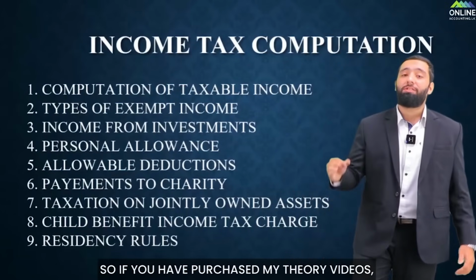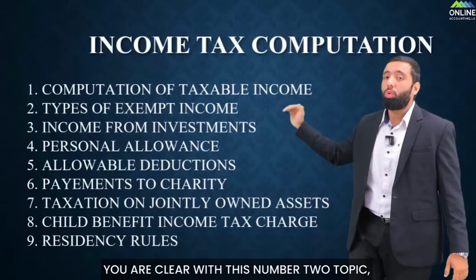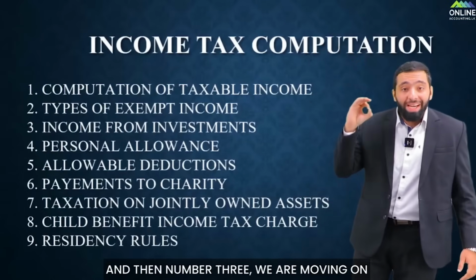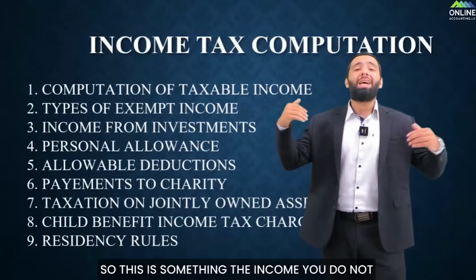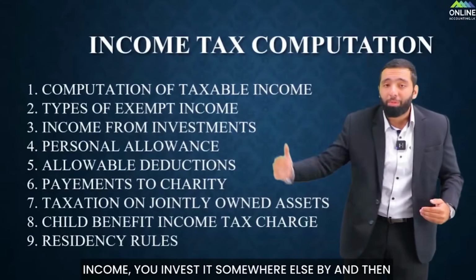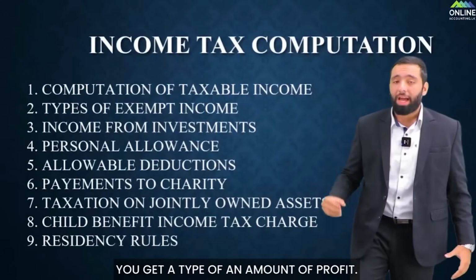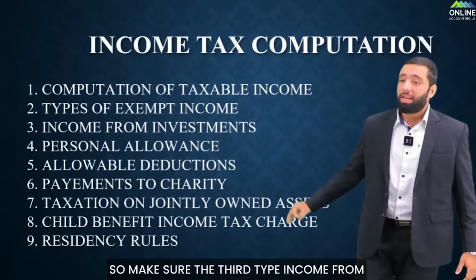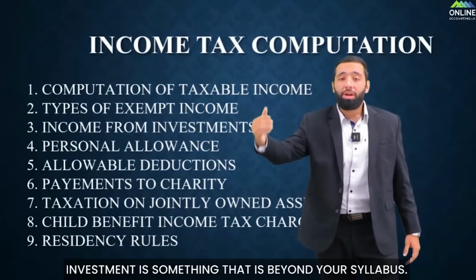So if you have purchased my theory videos, you are clear with this number 2 topic, which is the types of exempt income. And then number 3, we are moving on, income from investments. As you can see, this is something, the income you do not earn from your business income, but this is investment income. You invest it somewhere else and then you get an amount of profit. So make sure the third type, income from investment, is something that is beyond your syllabus.